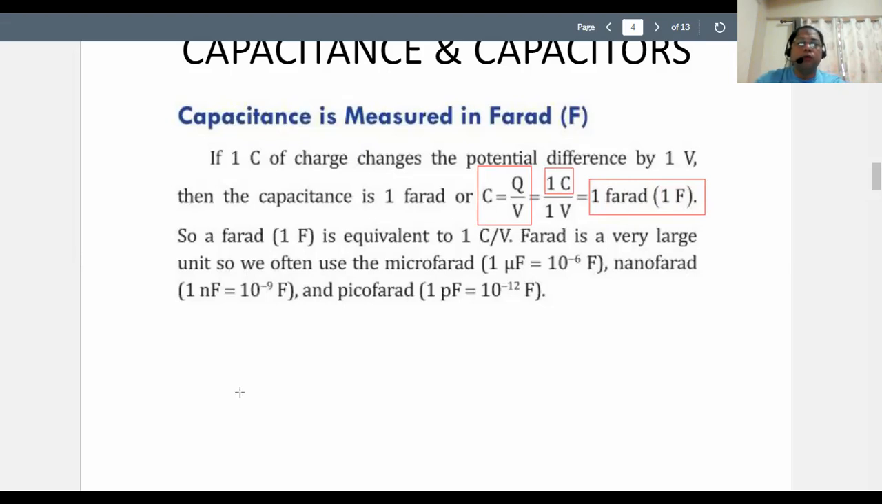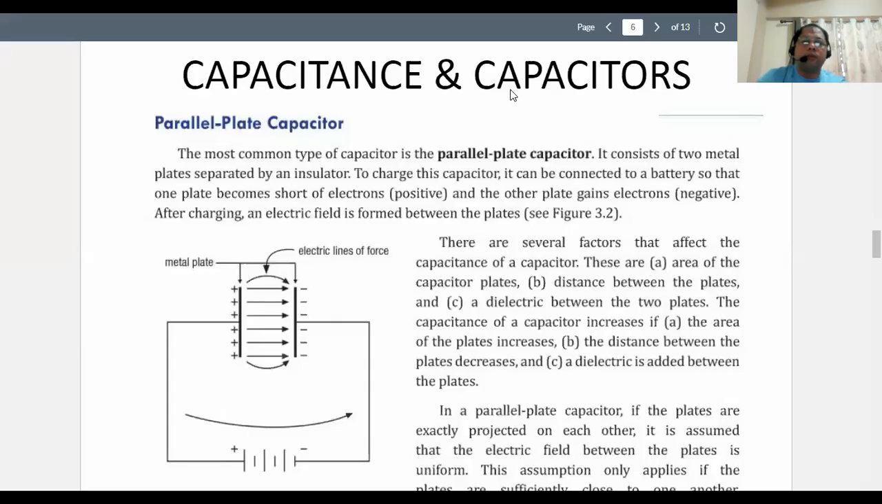Now we use very tiny values of the farad unit for capacitance, and commonly either microfarad, nanofarad, or picofarad. So we will be dealing with very small quantities of charge when we go into our discussion of capacitance. So basically, what we will be dealing with are parallel plate capacitors.